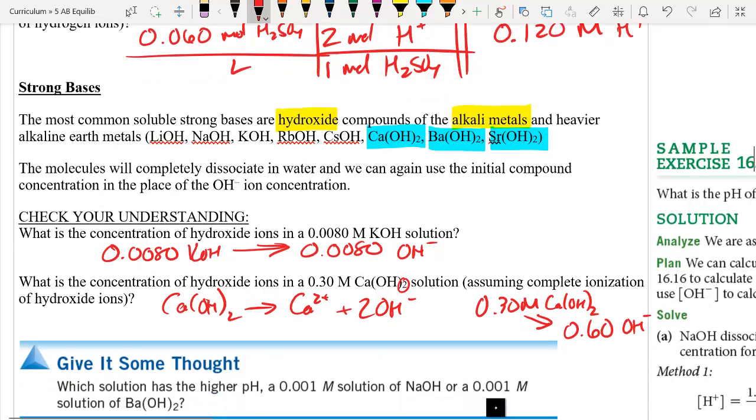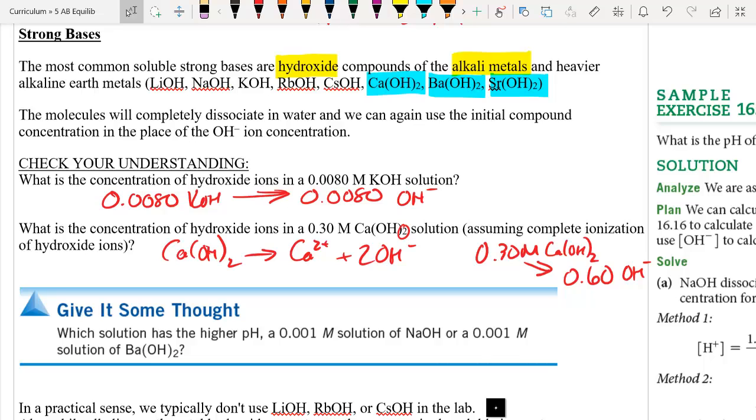Now that we've got that, let's think about this. Give it some thought. Which solution has the higher pH? A 0.001 molar solution of sodium hydroxide or a 0.001 molar solution of barium hydroxide? So you've got to remember, this has only 1 hydroxide in its formula. The barium has 2 hydroxides. What this means is that the barium hydroxide is going to be more basic. It's going to have more hydroxide ions present if they begin with the same molarity. That means barium hydroxide will have the higher pH as well.